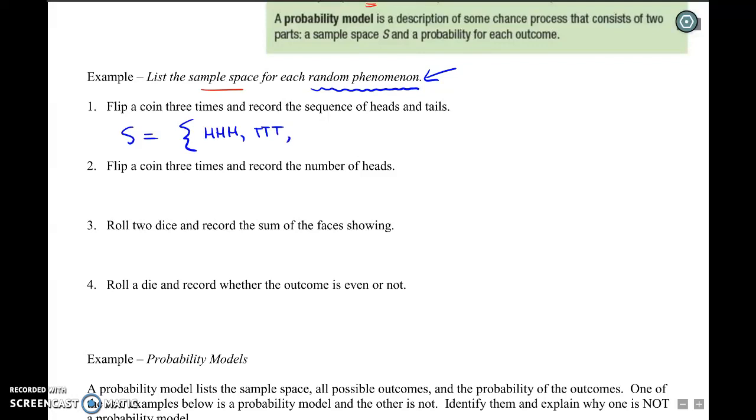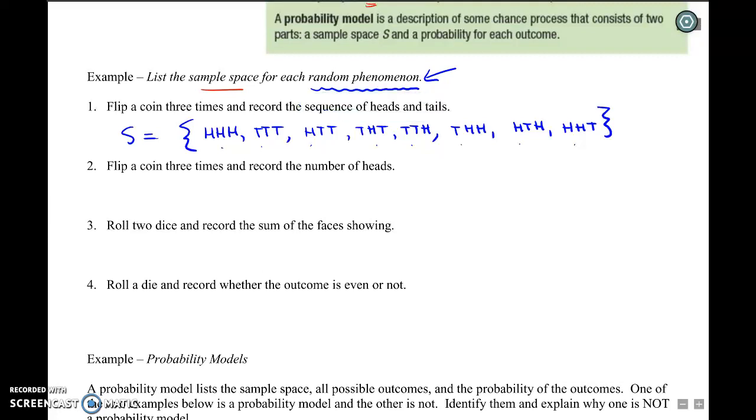So let's list all the outcomes that have 1 head and 2 tails: heads, tails, tails; tails, heads, tails; tails, tails, heads. Let's list all of them that have 1 tail and 2 heads: tails, heads, heads; heads, tails, heads; heads, heads, tails. So it looks like we have 1, 2, 3, 4, 5, 6, 7, 8 possible outcomes for this random phenomenon where this is what I record.